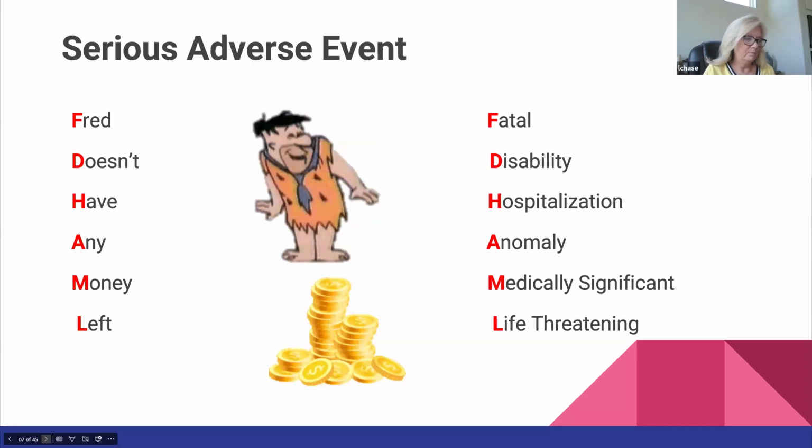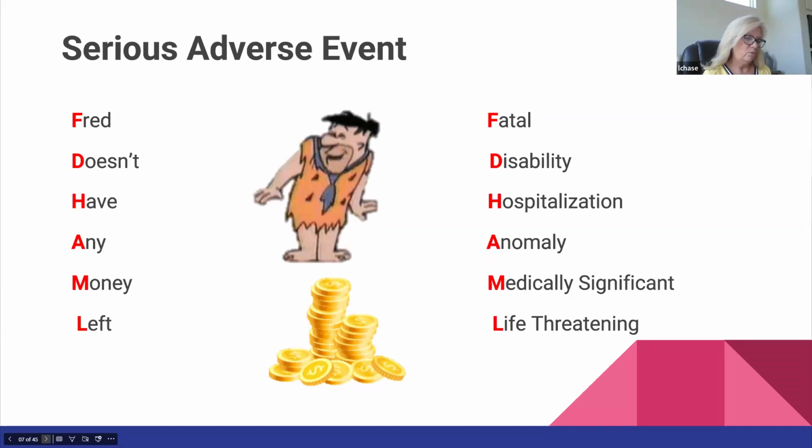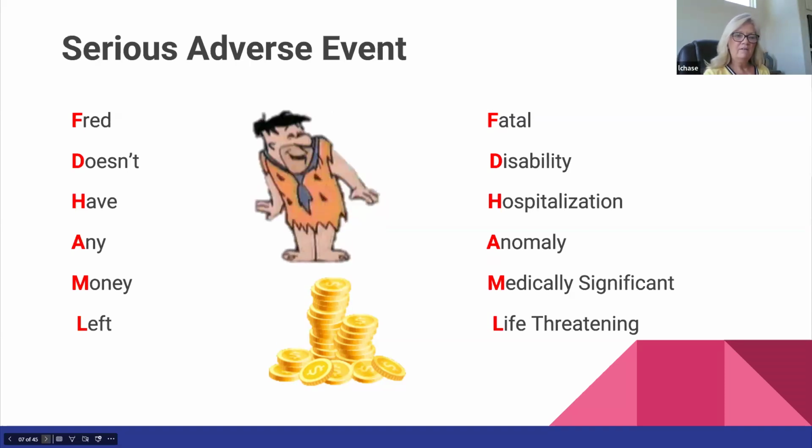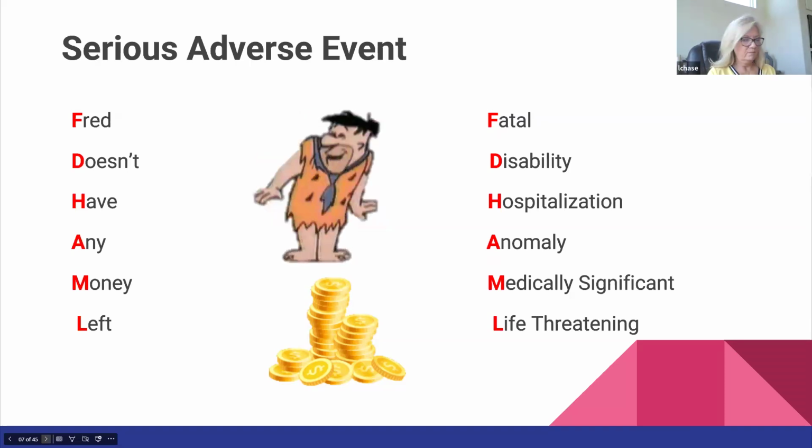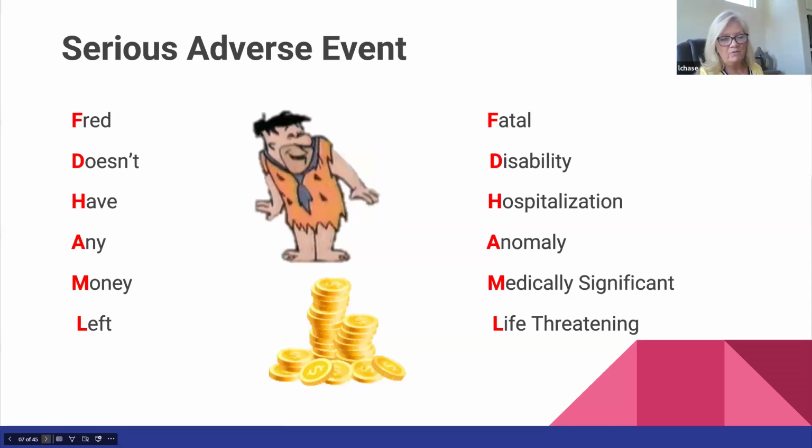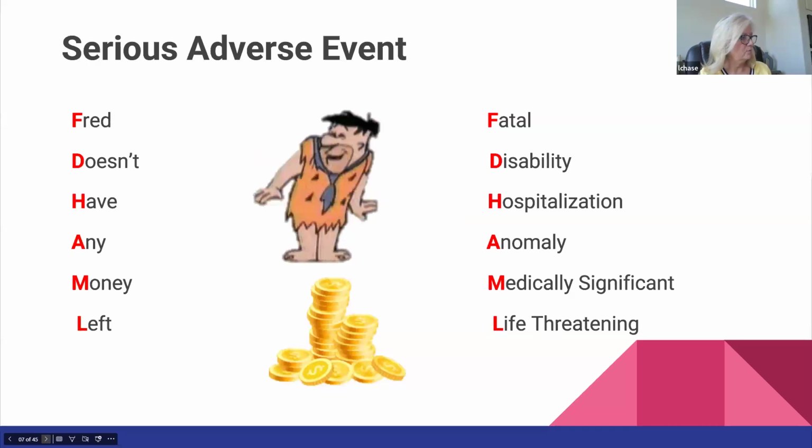I like to help remember the key categories of what qualifies a serious adverse event, and I like to use this mnemonic. So Fred doesn't have any money left, which would be the 6 core criteria, and that's fatal, disability, hospitalization, medically significant, and life-threatening. Each of these words stands for a serious outcome that makes the adverse event reportable as an SAE. So to help remember, if you want to use that mnemonic, I like to use mnemonics, but this is just one that you could use for that. And then you would know it would be an SAE and reportable.